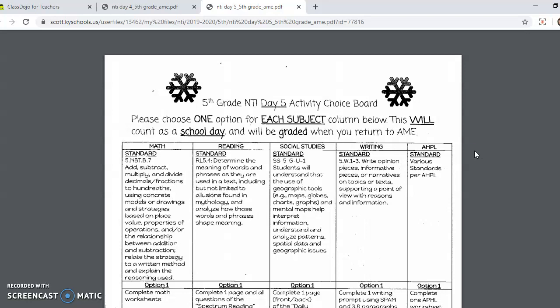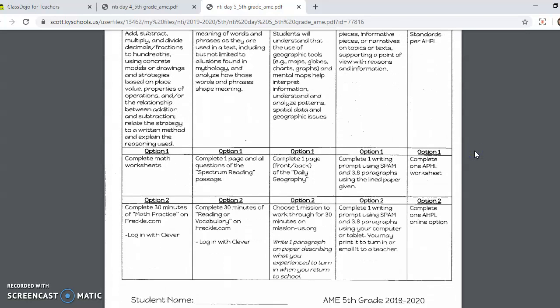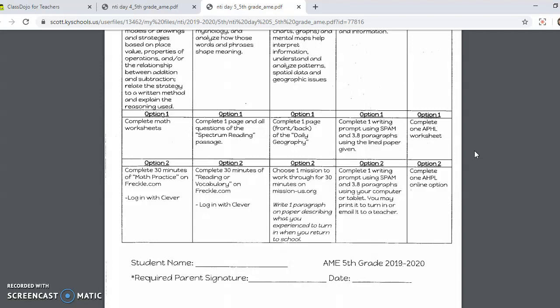Let's check and see what we're doing today. You have your passages that you can read for social studies and for reading. You have a writing prompt for me and then some math worksheets for me as well. Apples also has stuff for you to do.